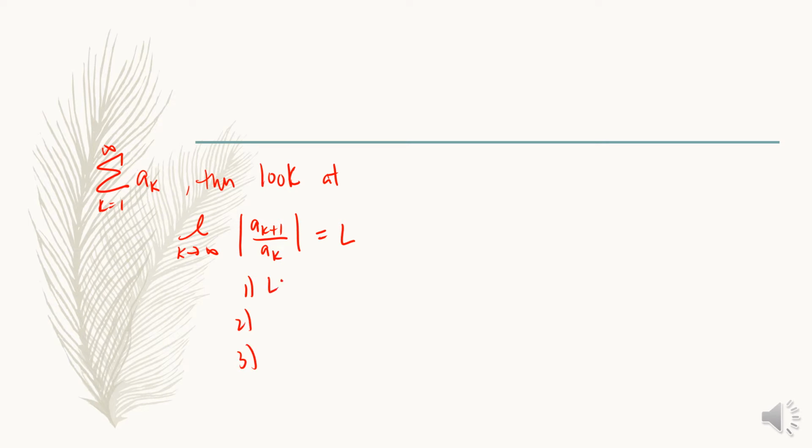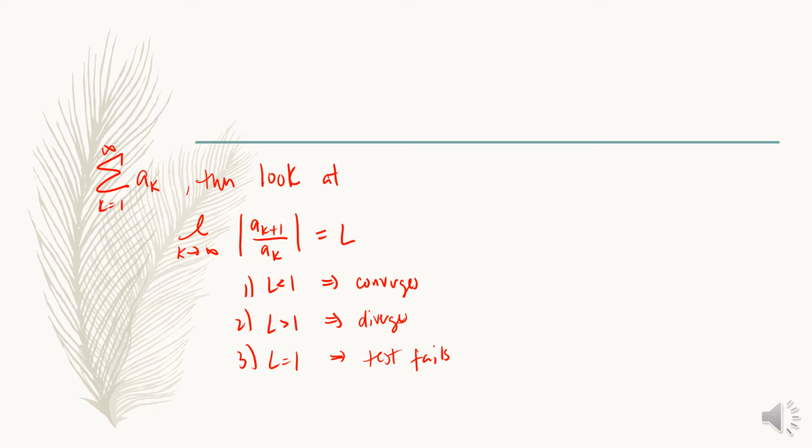If L is less than 1, that means that your series converges. If L is greater than 1, it diverges. And then if L is equal to 1, then the test fails, you need to do something else. It doesn't mean that the series converges or diverges. That just means that you do something else.